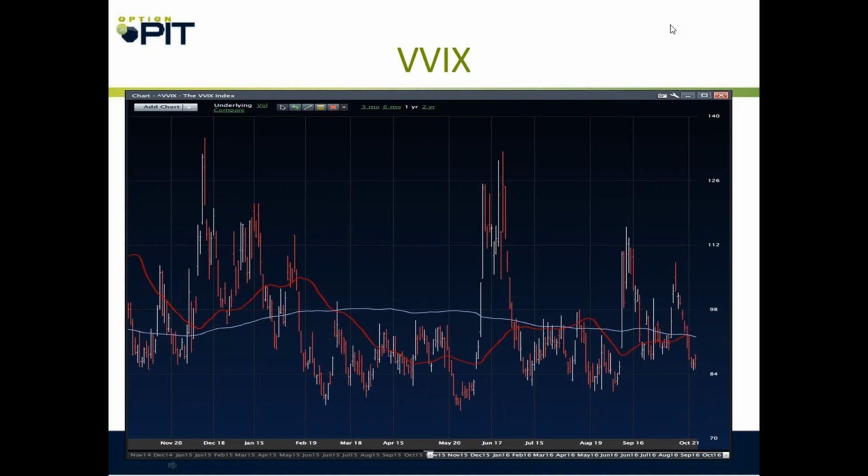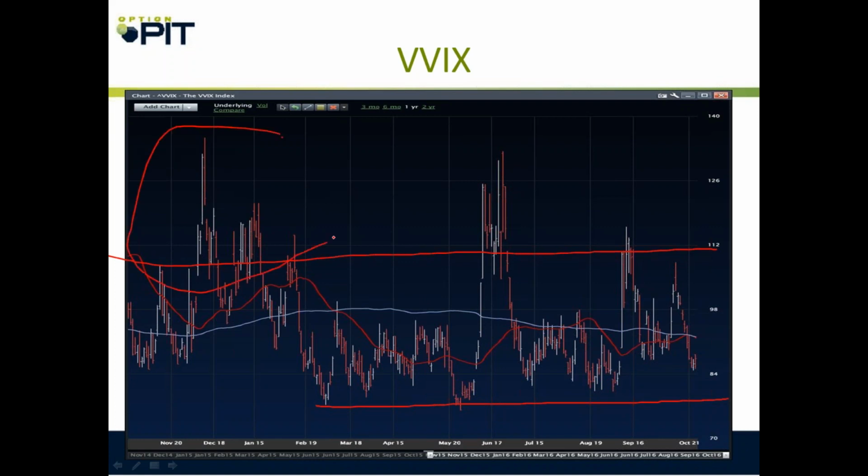So here is VVIX. What is VVIX? VVIX is the VIX of VIX, and it is a measure of VIX's implied volatility of its options. And what I want you to notice, this is a one-year chart. Over the last year, 80's been pretty much a line in the sand, and 110 has really been a line in the sand. Even back in the junk in December and January, that was high. So when I'm setting up trades using VIX options, I'm looking at this to figure out whether I want to go long or short.